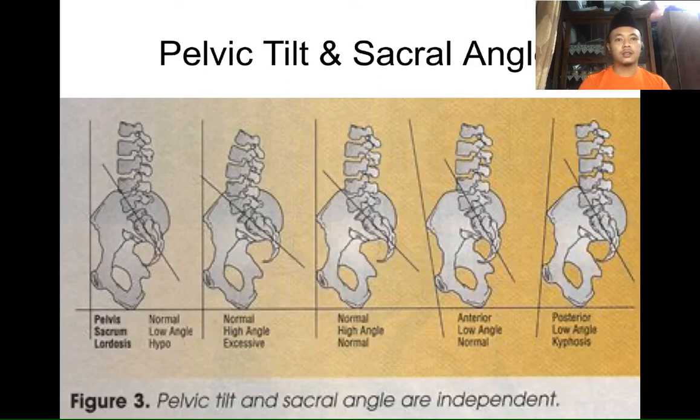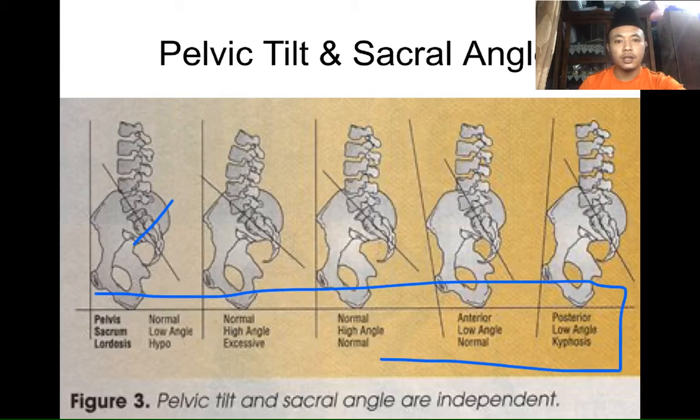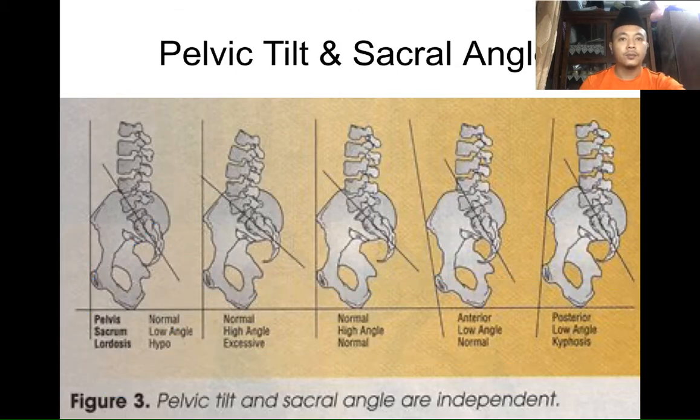Next is illustration of pelvic tilt and sacral angle. From this illustration, apa yang awak boleh tengok adalah the illustration and the explanation is below here. Contoh sebagai yang pertama adalah your pelvis is normal, your sacral is low angle, and your lordosis is hypo. Refer back to your previous slide, macam mana hypo tadi. And same goes to the others.